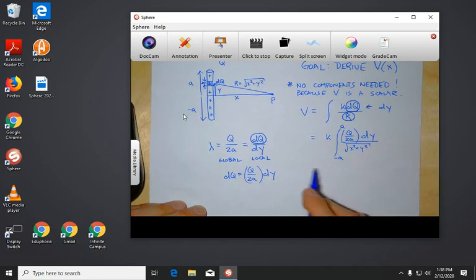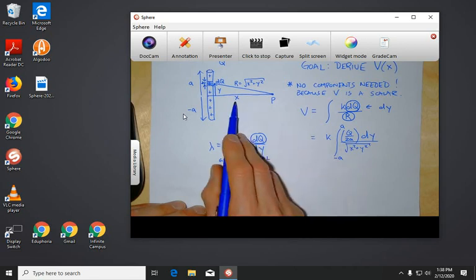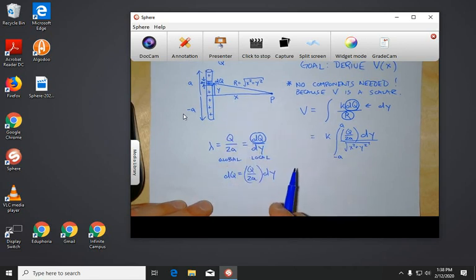So please, keep track of the different letters in here. We've got x, we have y, we have a. A is a fixed distance, and y is going to be the variable of integration, and x is going to be something essentially which is fixed because we're deciding it when we set up the problem.